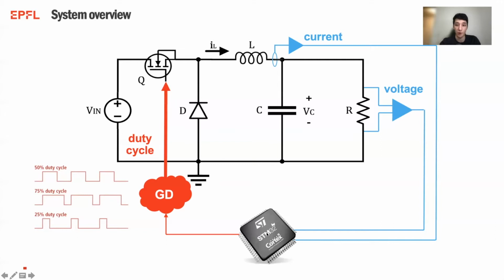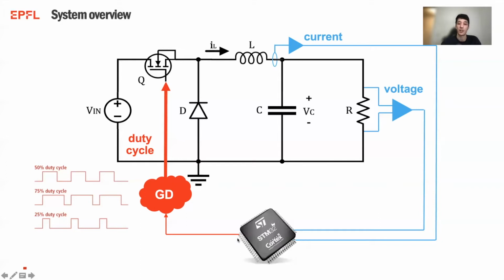This computing platform has to measure both states of this dynamical system: the current flowing through this inductor and the output voltage. It then samples these values and executes an appropriate control algorithm to calculate an input that is then applied to the plant. This input will look something like this. It will be a PWM signal. PWM stands for pulse width modulation.